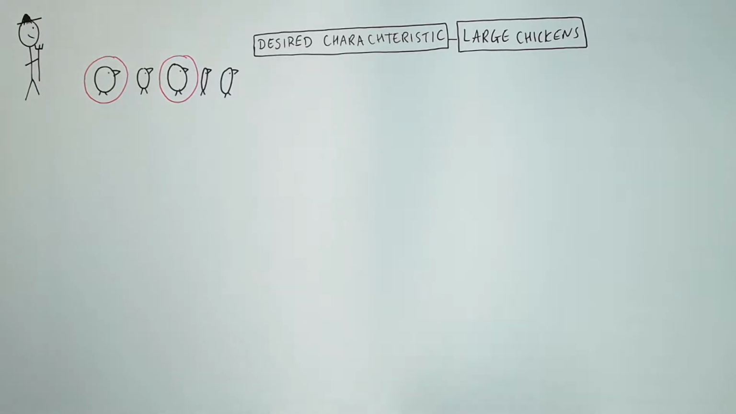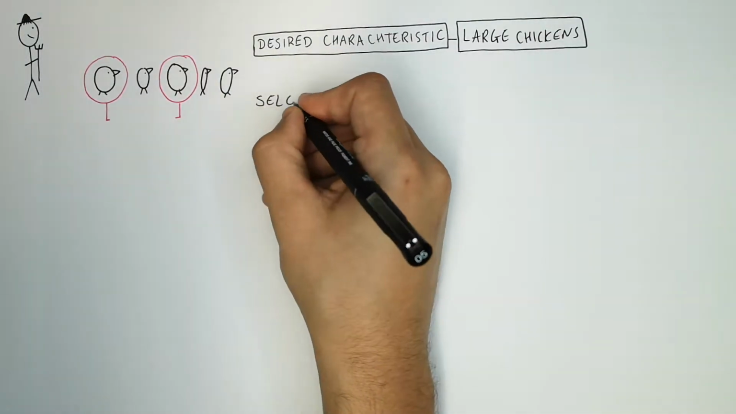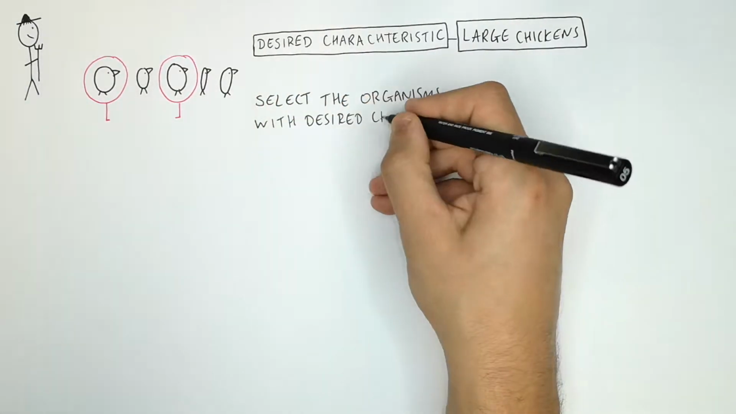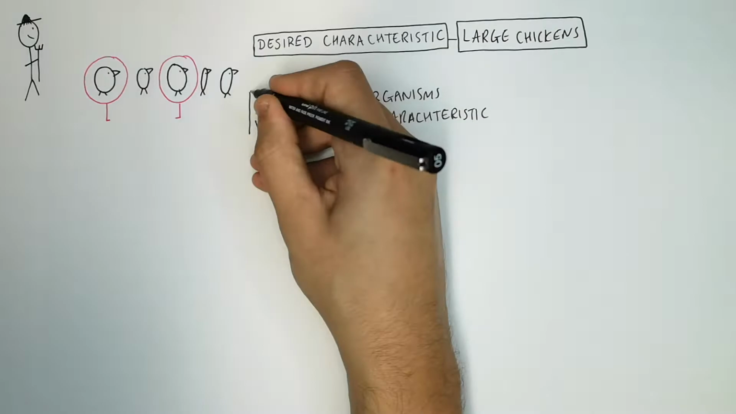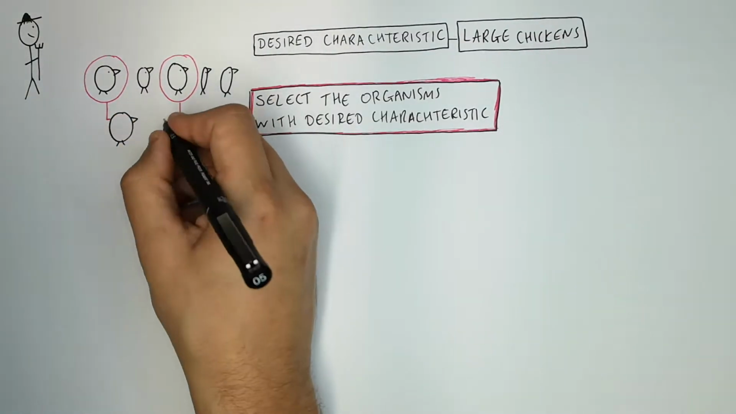And then what you do is you select the chickens that show the desired characteristic. So you select the organisms with the desired characteristic. In this case, it is the chickens that are the largest. So that's what we've done here. And then you're going to breed them together.